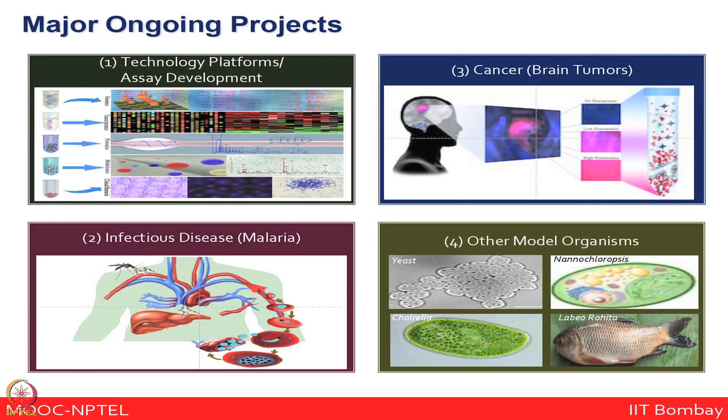Just talking about various ongoing projects, especially in my laboratory at IIT Bombay, we look at technology platform or assay development as one of the areas of interest. A major group of the lab works on infectious disease, especially malaria and dengue, and tries to look at different types of diagnostic biomarkers, or at the prognosis, how a disease transforms from the non-severe to the severe form and how, using proteomics, one could try to understand that. Additionally, a major focus in the lab is on brain tumor, especially cancer biomarkers, in collaboration with Tata Memorial Hospital. And then we have various ongoing projects from different collaborators on other model organisms.